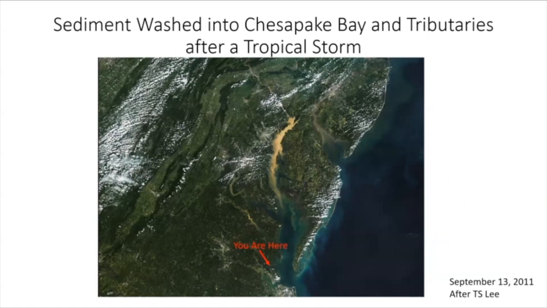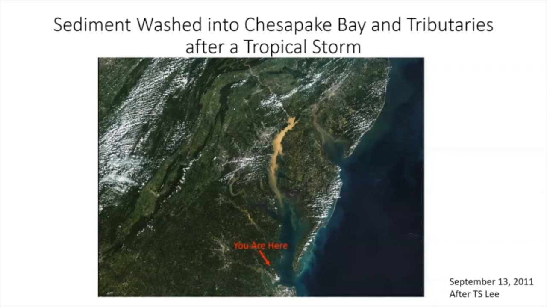Mud is also considered to be a pollutant based on EPA regulations, along with nitrogen and phosphorus, and it's particularly evident during a major storm, like after Tropical Storm Lee in 2011. And so here we're sitting right here at Gloucester Point. This is the main stem of the Chesapeake Bay right here, and you can see this incredibly high turbidity water, or mud, aka mud, being dumped into the Chesapeake Bay.